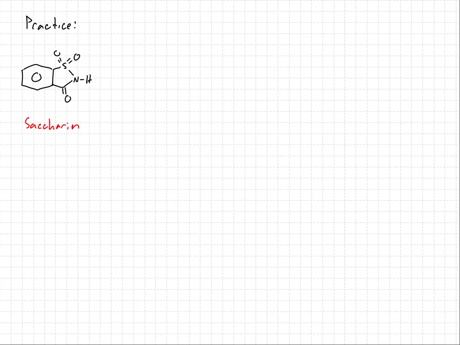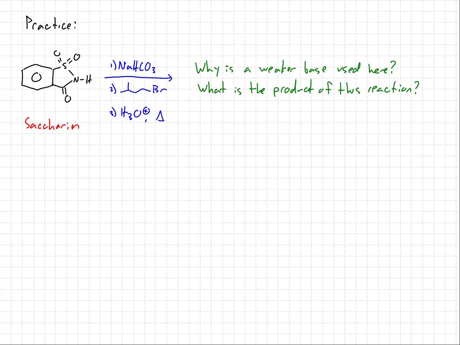Let's do a little practice. This compound is saccharin, and it can be used in a process which mirrors the Gabriel amine synthesis. If we treat saccharin with sodium bicarbonate, followed by an alkyl halide, followed by H3O+ and heat, we will also get an amine. The questions I have for you about this reaction are, why are we using a weaker base here, and what is the product of this reaction? Pause the video and work through this. Come back when you have a solution.